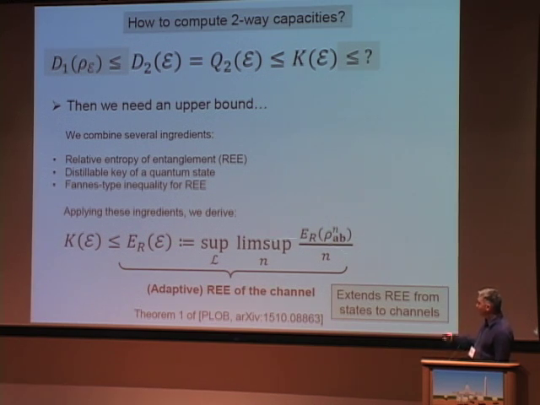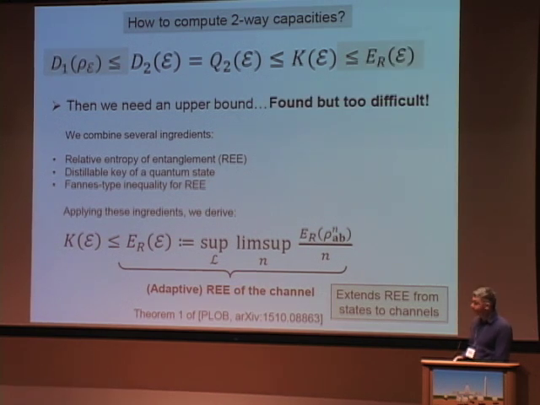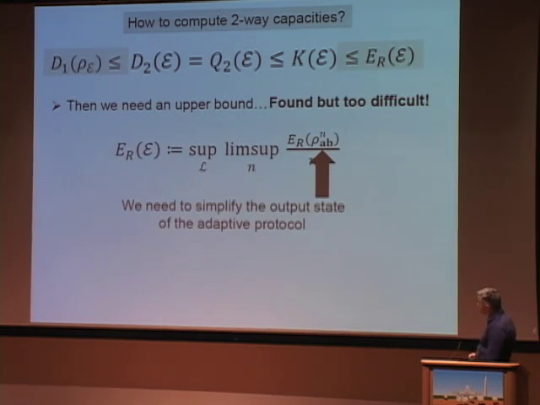And it's a difficult quantity because it still has an adaptive description. You see that this is the output of the protocol. It's very complicated because it's an adaptive protocol. You have to compute the relative entropy of that output over n uses of the channel, take the limit, and take the supremum over all the possible protocols. So it's actually difficult. It's an upper bound, but too difficult. So what can we do?